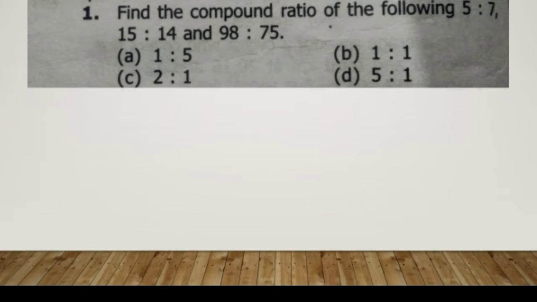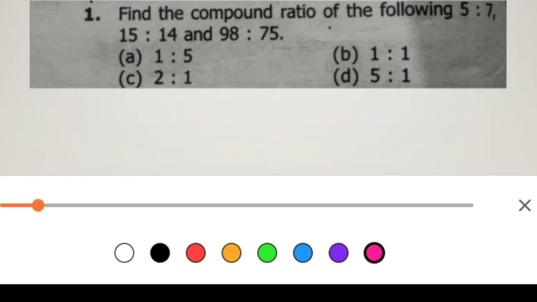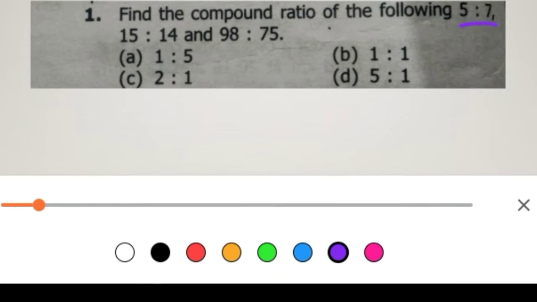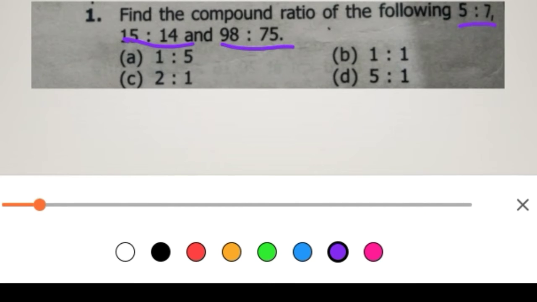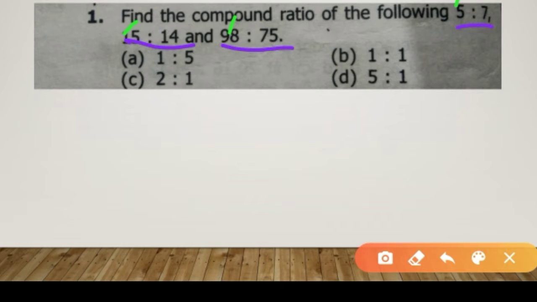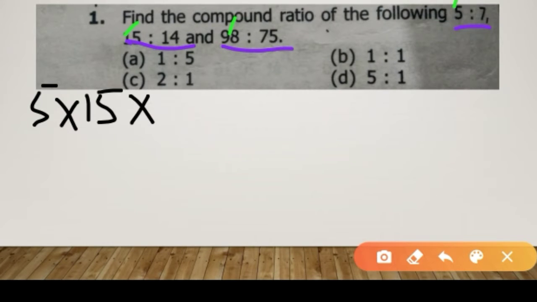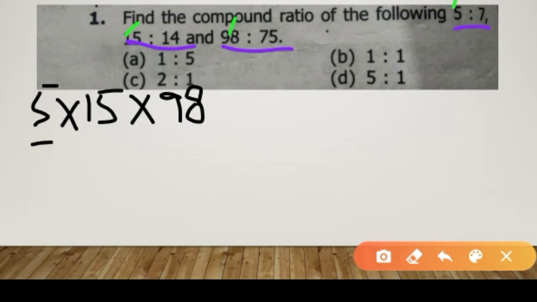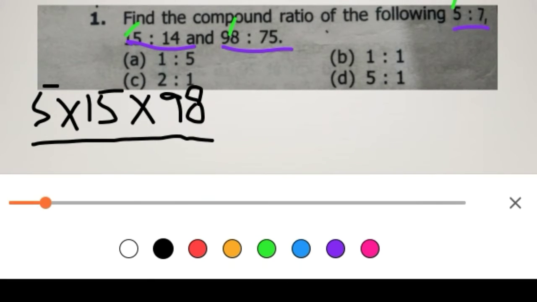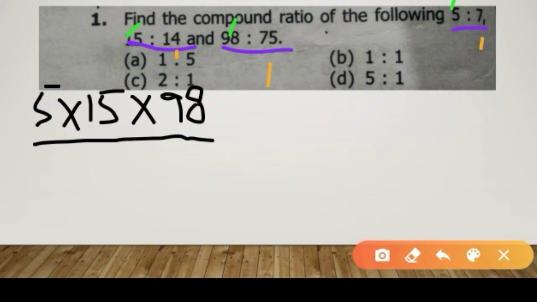First question is, find the compound ratio of 5:7, 15:14 and 98:75. Let's take the numbers on the left side, that are 5, 15 and 98, and multiply them: 5 multiplied by 15 multiplied by 98. It will be divided by the numbers on the right side, that are 7, 14 and 75, taken in a sequence below the line.